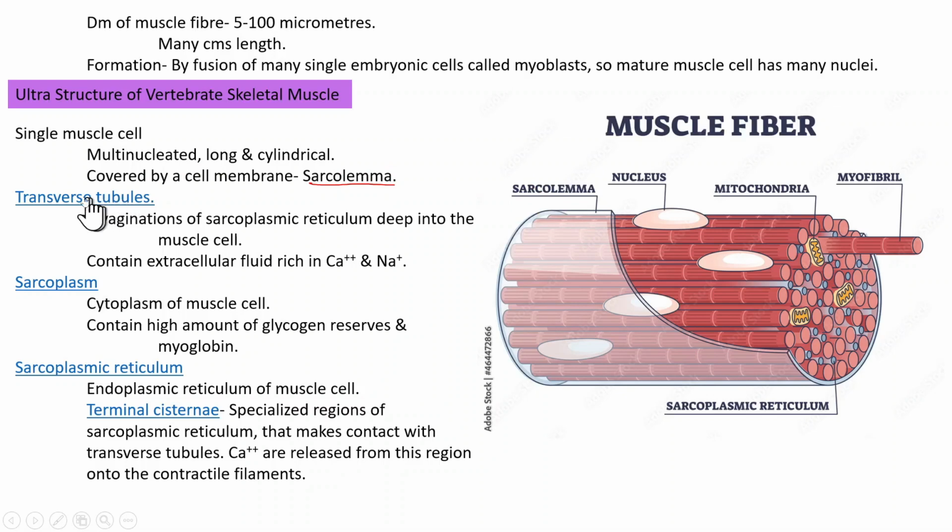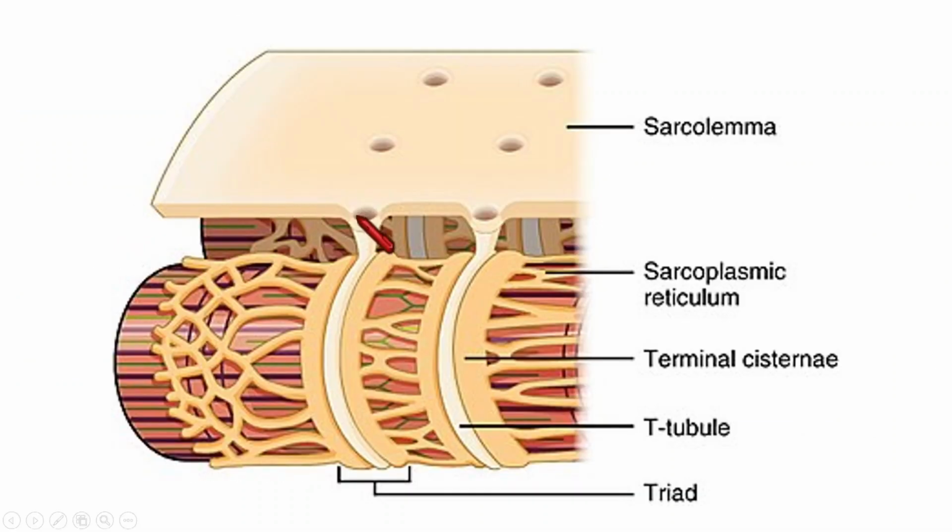Next term that we need to understand is transverse tubules. Transverse tubules: this sarcolemma, otherwise the membrane of the muscle cell, has some invaginations deep into that muscle cell. Those invaginations are called transverse tubules. I will show you that. Here we can see this is sarcolemma and these are its invaginations. So those invaginations are called T-tubules or transverse tubules.